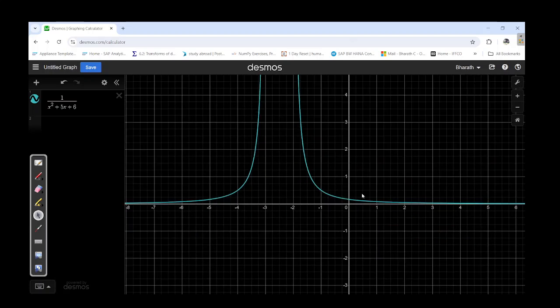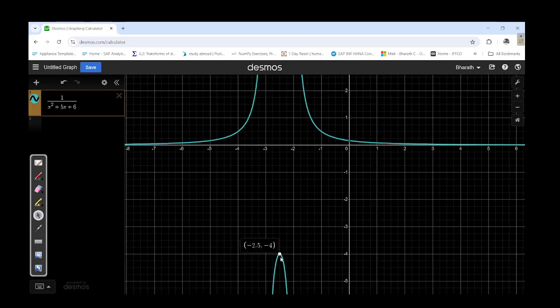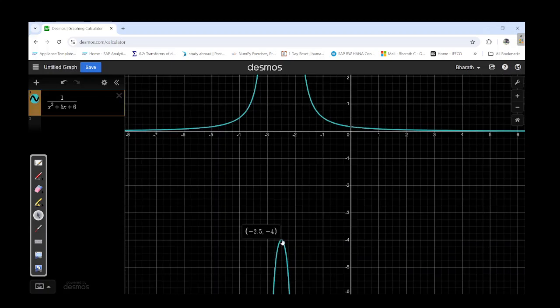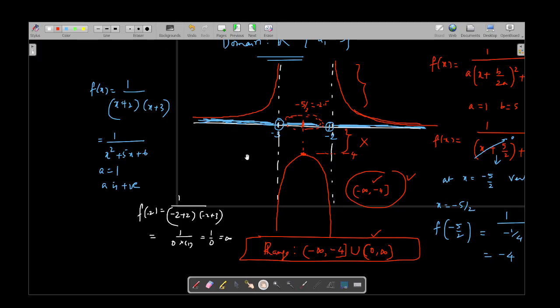Let us solve another problem. This is minus 4, and you can also see the vertex is at minus 2.5, which is minus 5 by 2, and at minus 5 by 2 the value is minus 4. Let us solve another problem.